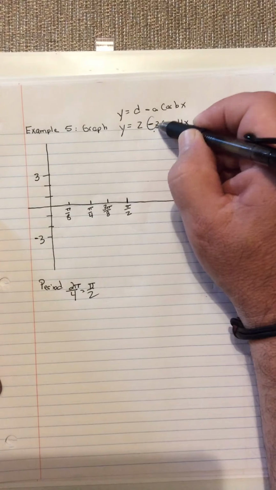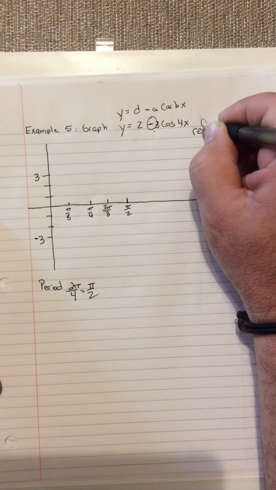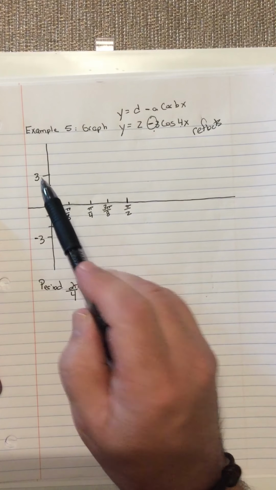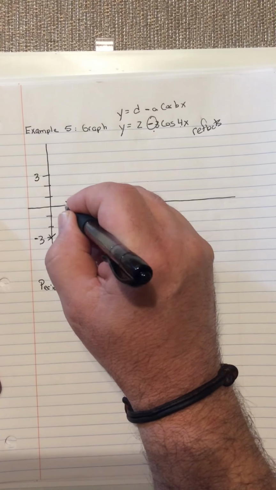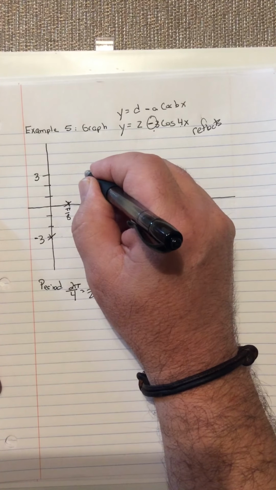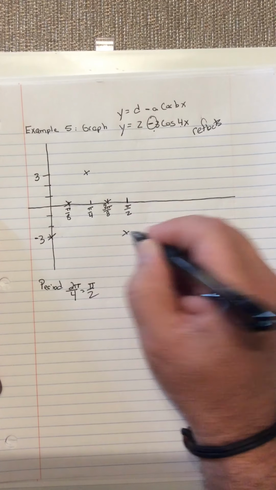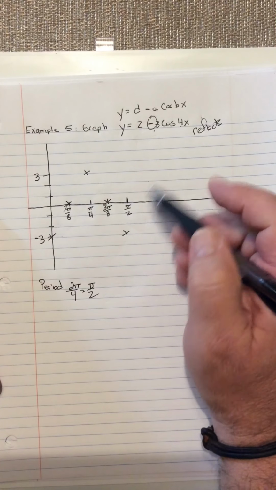I do need to note that it's a -a, so this guy reflects. So instead of starting up here, I'm going to start at -3. I'll put my marks in for those points. So there's the upside down cosine curve with just period and amplitude.